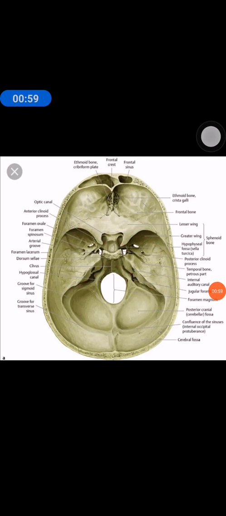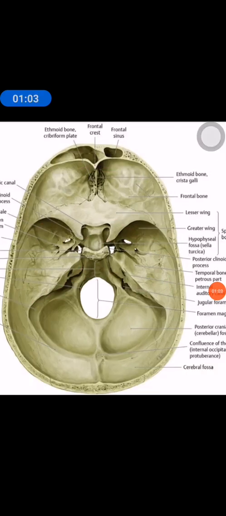Now, boundary of the anterior cranial fossa. Anteriorly, it is formed by the inner surface of the squamous part of frontal bone, and floor is formed on each side by the orbital plate of the frontal bone, and in the midline cribriform plate of ethmoid bone, and posteriorly it is formed by the lesser wing of the sphenoid bone and the body of sphenoid.